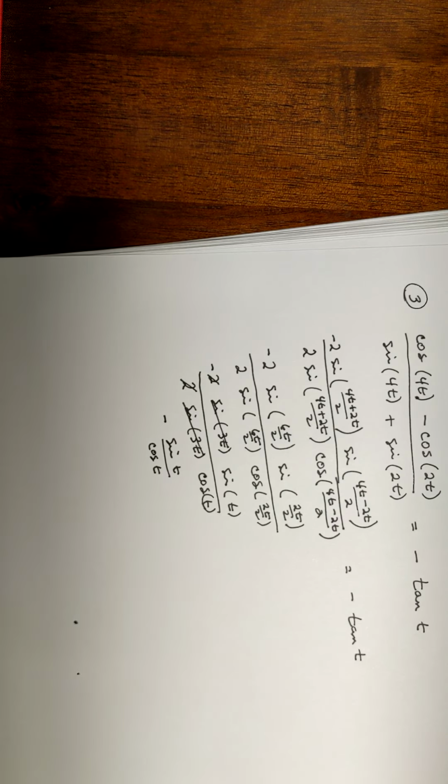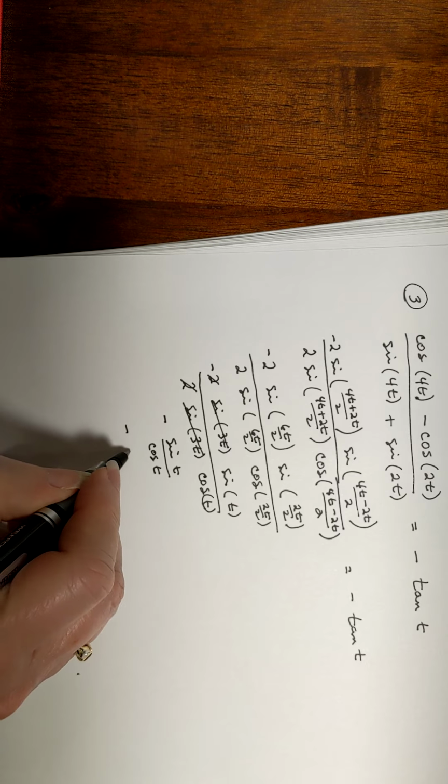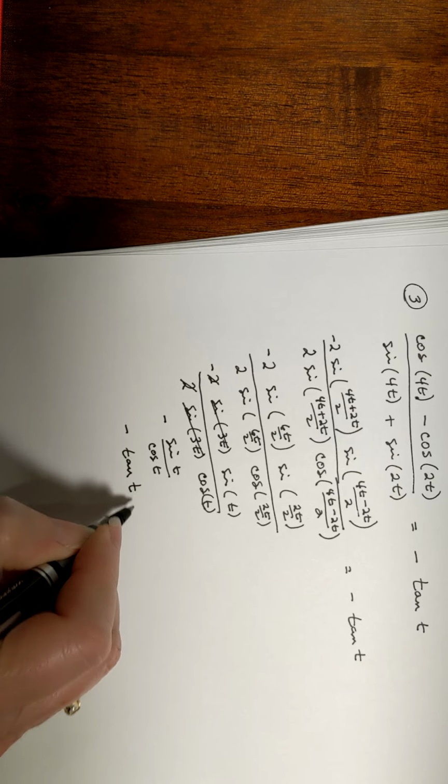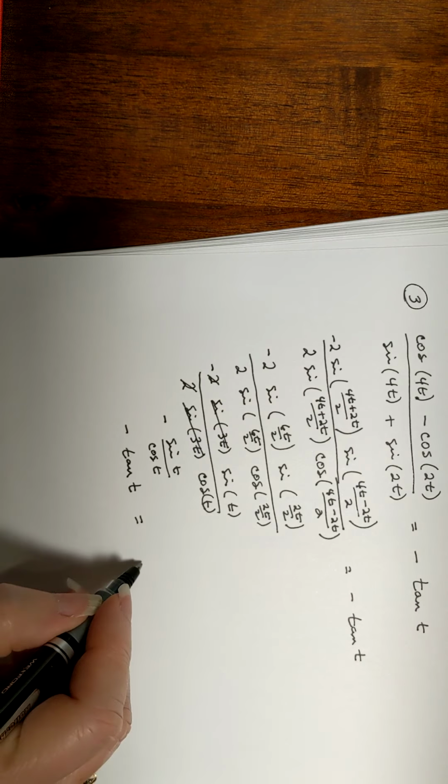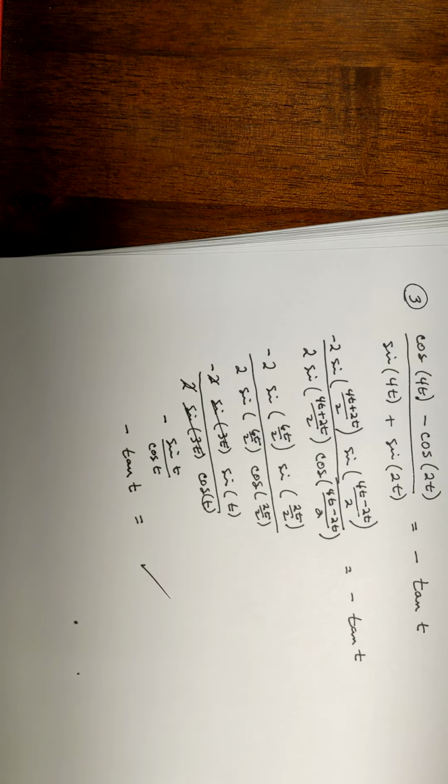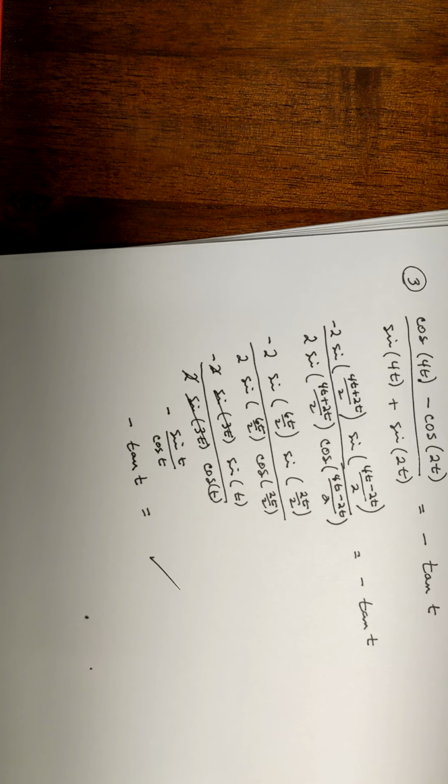And what is sine of t over cosine of t? From originally when we first started looking at these, that's equal to the tangent of t. So this is equal to the negative tangent of t. And that is what we were trying to verify. And so it is verified. So that's problem number 3.